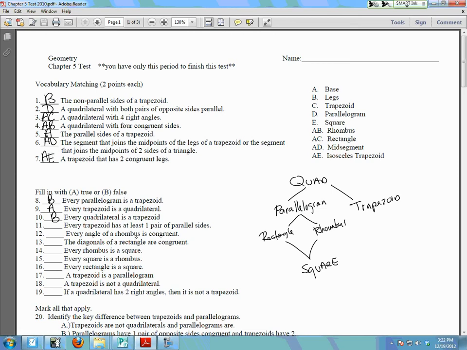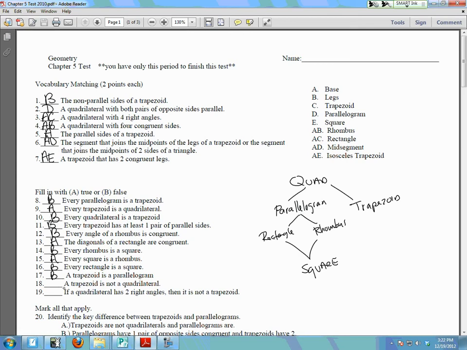Every trapezoid has at least one pair of parallel sides. That's false. The statement should say every trapezoid has exactly one pair of parallel sides. Every angle of a rhombus is congruent. That is false as well. The diagonals of a rectangle are congruent. That is true. Every rhombus is a square. That is false. Every square is a rhombus. That is true. Every rectangle is a square. That's false.